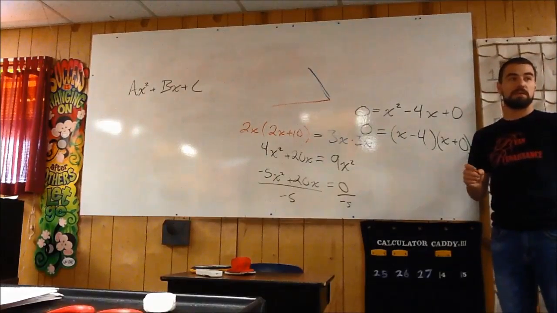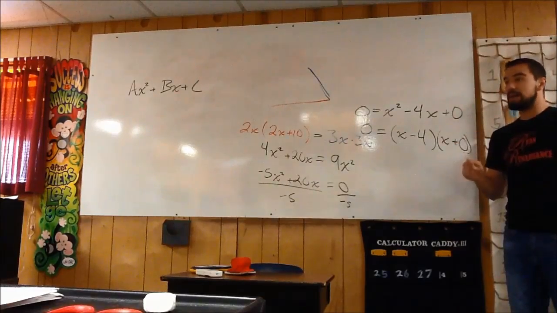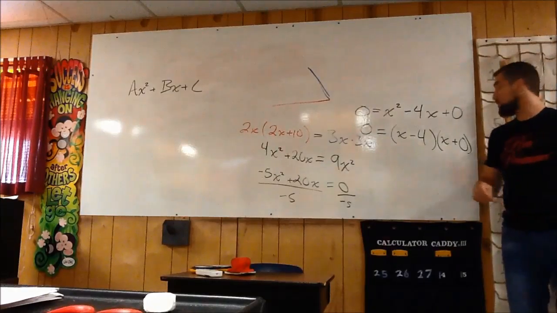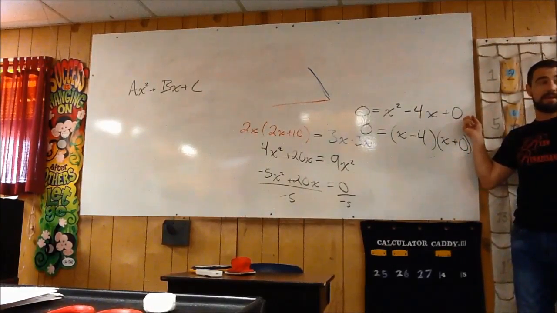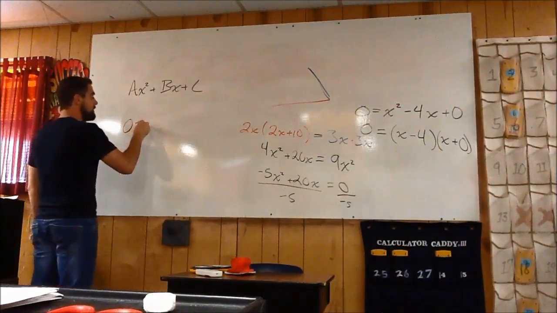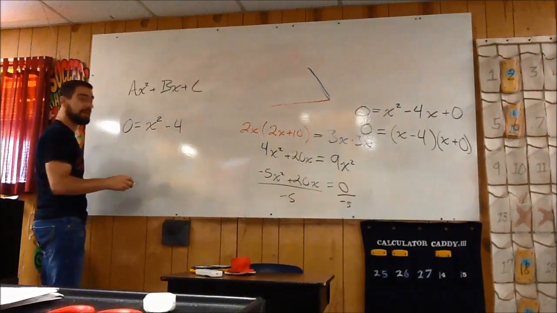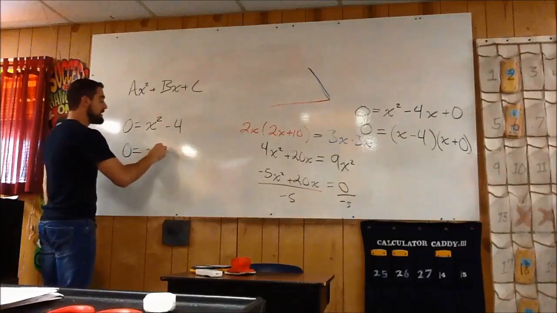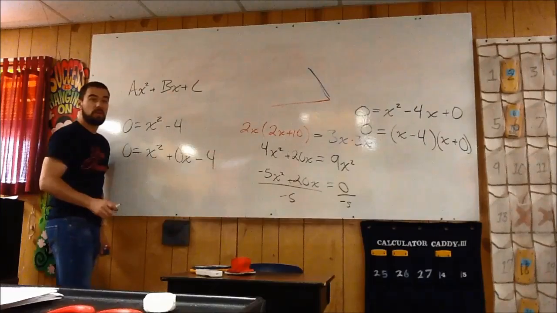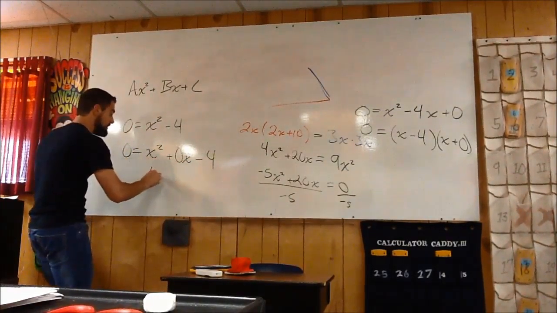Questions? Yes, sir? Would it also be positive 2 and negative 2? No, because positive 2 and a negative 2, when I multiply them, their product is a negative 4. So that would have to be out here. But what you're solving for right now is 0 equals x squared minus 4. That would be x squared plus 0x minus 4, where their product is a negative 4 and they sum up to be 0. That would be those answers.